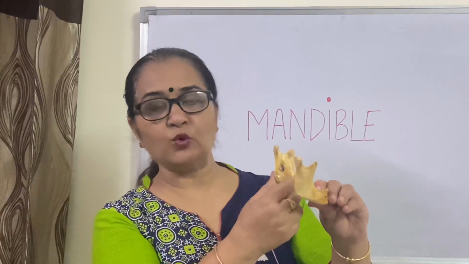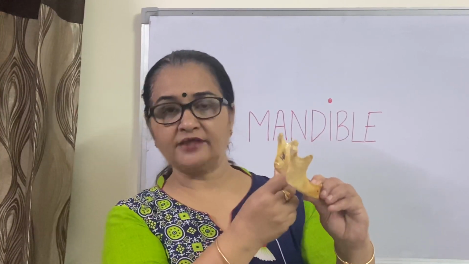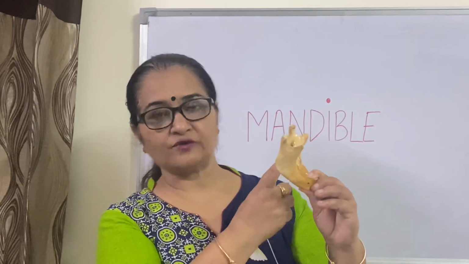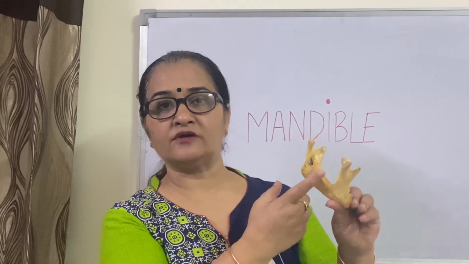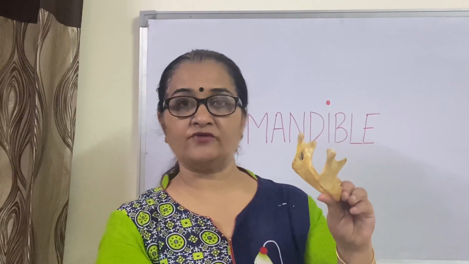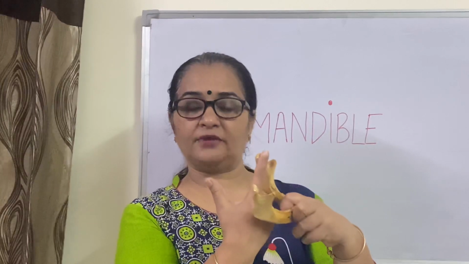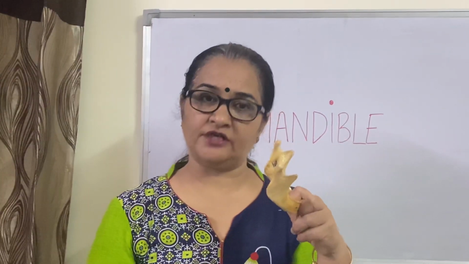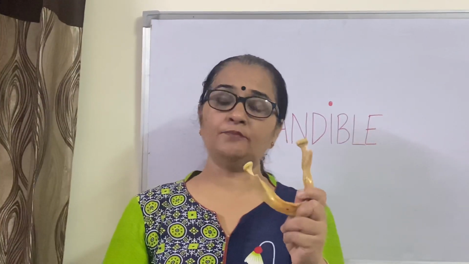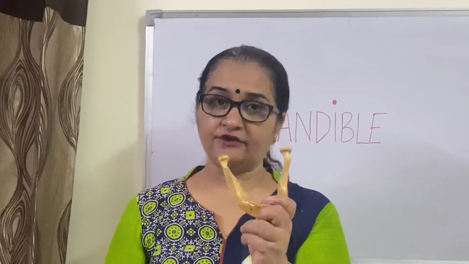And behind the molar tooth, on the ramus of the mandible, here the lingual nerve is related. So that is again a very important nerve. Now to the medial side of the head of the mandible, the auriculotemporal nerve is related. So these are the important nerves which are related with the mandible.